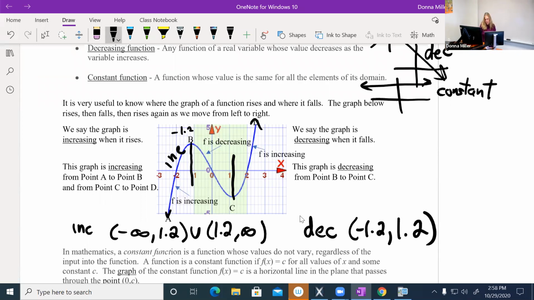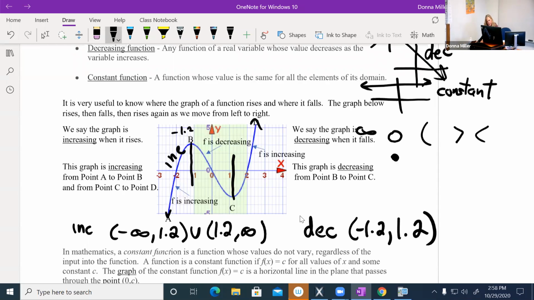Now, interval notation. A couple things. When you don't want to include something, you use a round bracket. Typically, when you have greater than or less than, infinity always has a round bracket. When you want to include something, the closed dot, we use a square bracket.